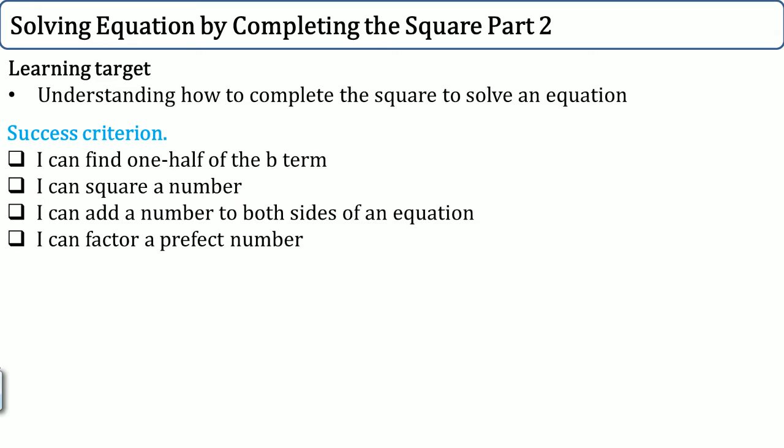The learning target for this video is for you to understand how to complete the square to solve an equation. Here are 4 success criteria that you should be able to do by the end of this video. 1. You should be able to find 1/2 of the b term. 2. You should be able to square a number. 3. You could add a number to both sides of an equation. And 4. You can factor a perfect square out.